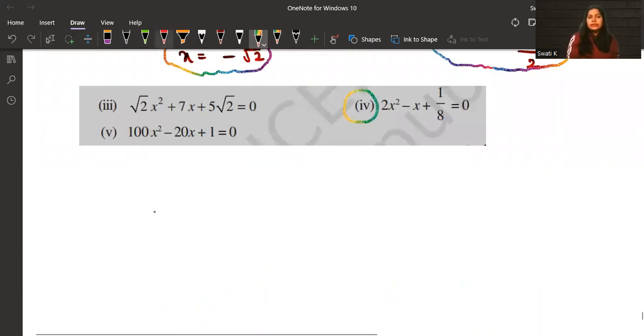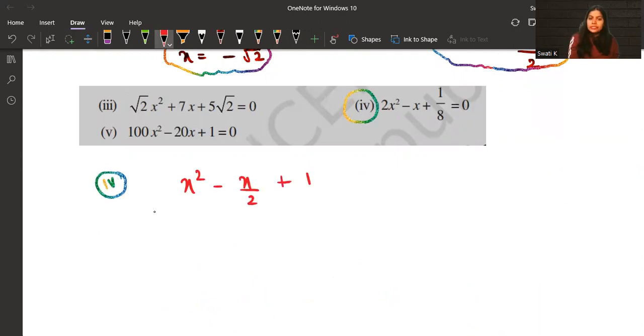Again, you can see here that this x square is containing 2, so divide by 2 throughout. So what will it become? It will become x square minus x by 2 and then plus 1 upon 16 equals 0.